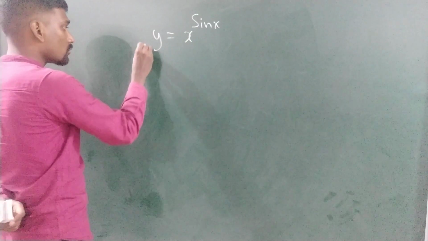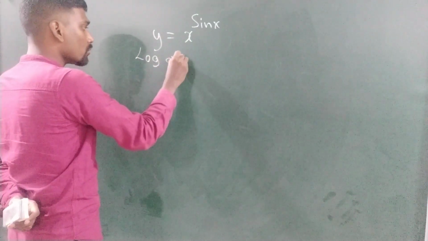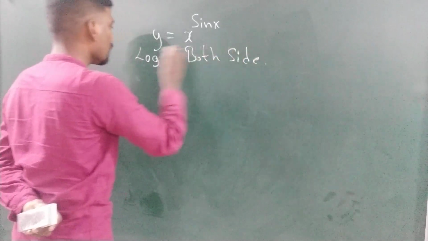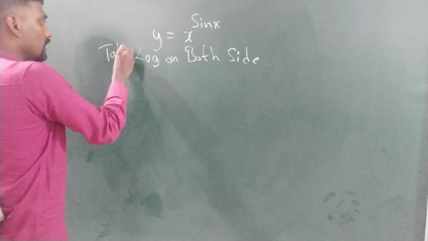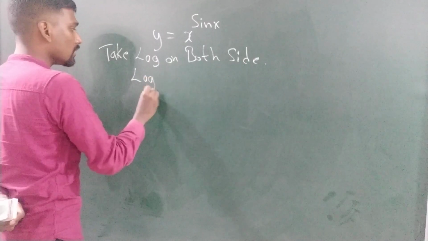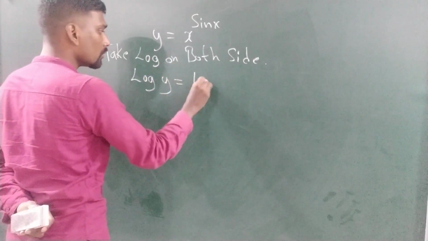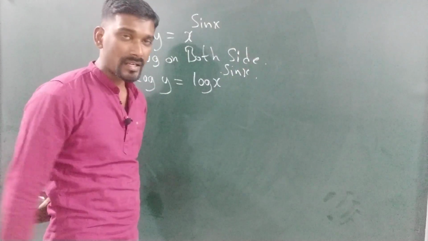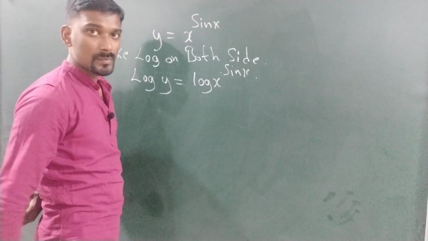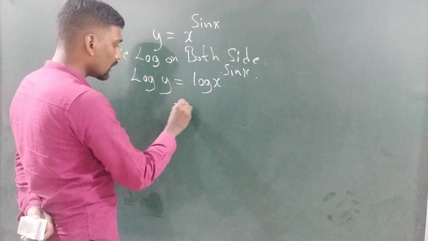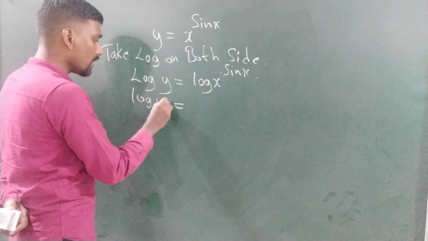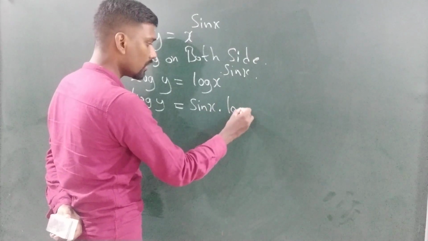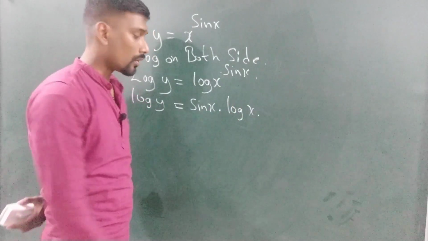So first, what I am going to do is take log on both sides. So when I take log on both sides, this will be log y is equal to log of x to the power of sin x. Now you know the log property, the sin x will come here. That means log y is equal to sin x into log x.